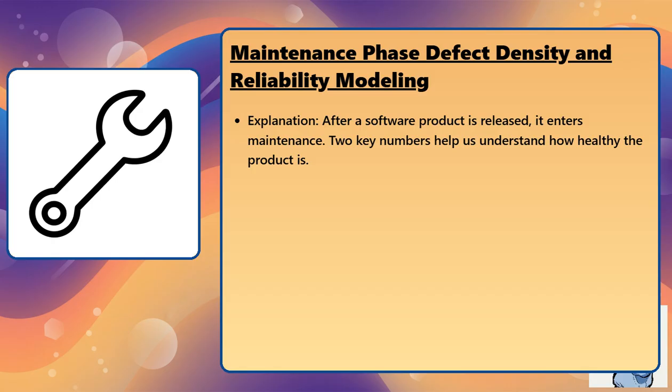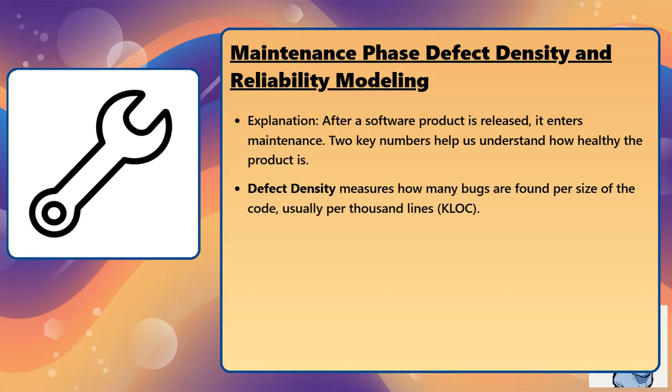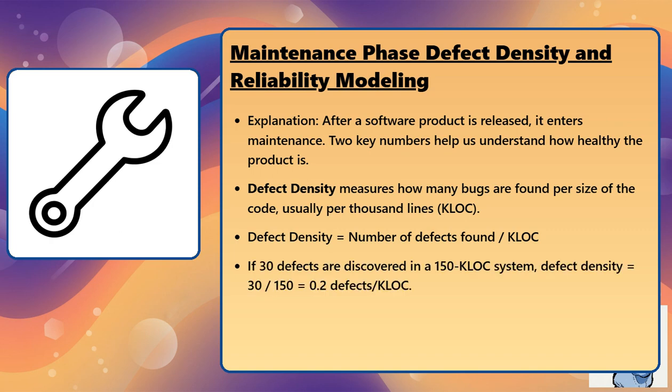Explanation: after a software product is released, it enters maintenance. 2 key numbers help us understand how healthy the product is. Defect density measures how many bugs are found per size of the code, usually per 1,000 lines, KLOC. Defect density equals number of defects found divided by KLOC. If 30 defects are discovered in a 150 KLOC system, defect density equals 30 divided by 150 equals 0.2 defects per KLOC. Low defect density suggests a stable product.